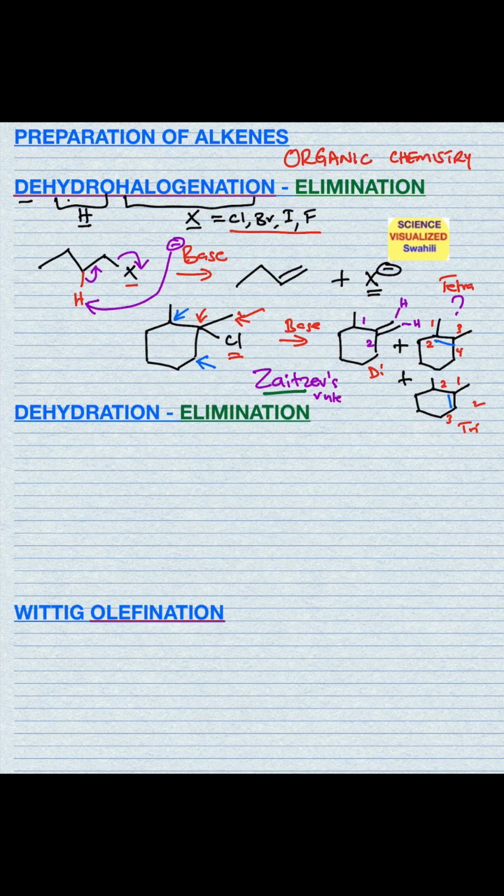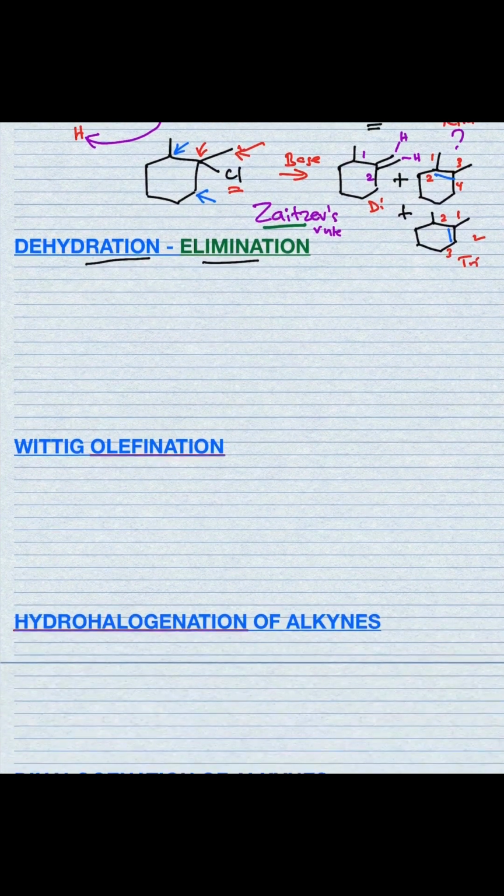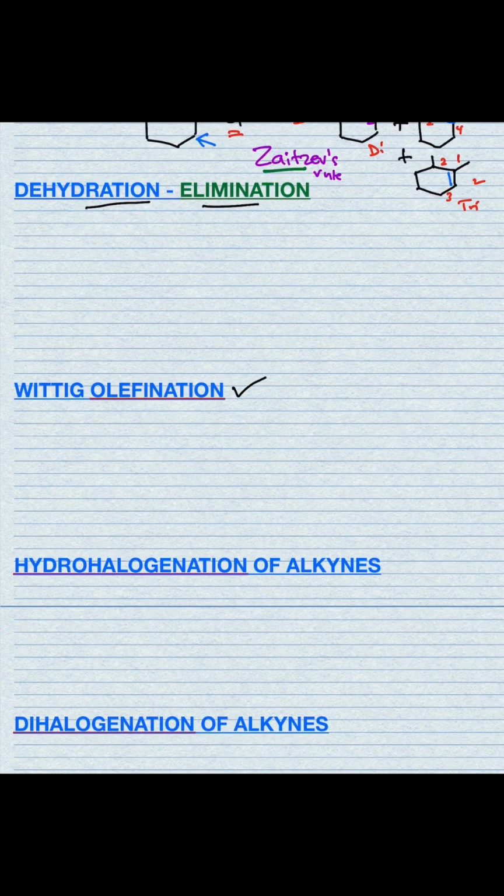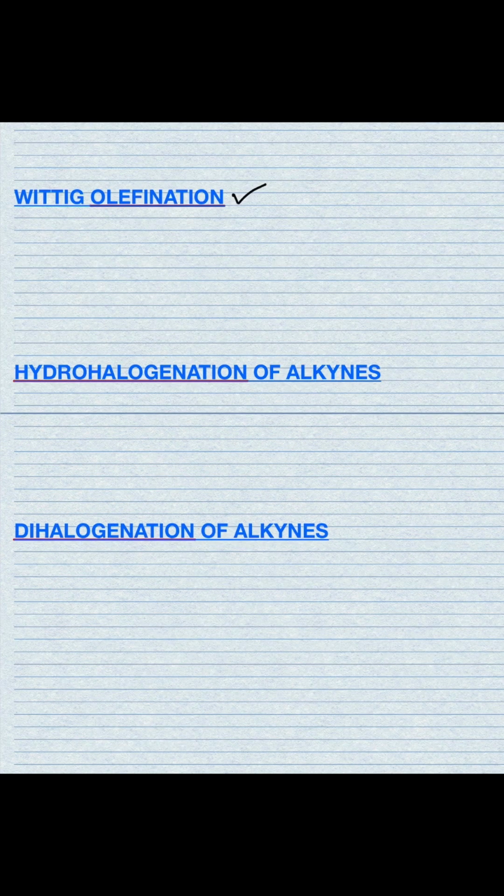Please stay tuned for the next video where we're going to be looking at dehydration, which is also an elimination method just like dehydrohalogenation, and it's a method for preparing alkenes. And then later on we'll also look at the Wittig olefination or Wittig reaction, and then later on we'll look at hydrohalogenation of alkynes. Alkynes have a carbon-carbon triple bond. And then lastly we'll look at dihalogenation. That's where you add two halogens across the triple bond.